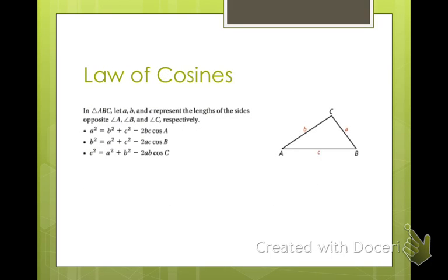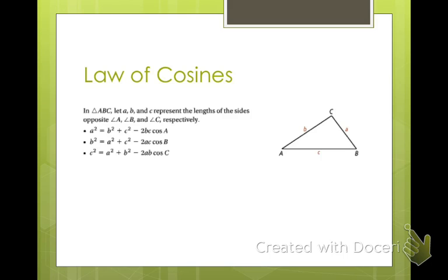The law of cosines says in triangle ABC, the sides a, b, and c represent the lengths of the sides, and the angles are respectively A, B, and C. If you wanted to find the length of side a, because in a non-right triangle we can't use the Pythagorean theorem, that only works for a right triangle, this is another method we can use to find a missing side. So a squared equals b squared plus c squared minus 2bc cosine A. And b squared equals a squared plus c squared minus 2ac cosine B, and c squared equals a squared plus b squared minus 2ab cosine of angle C.